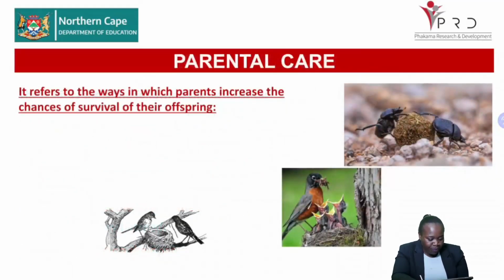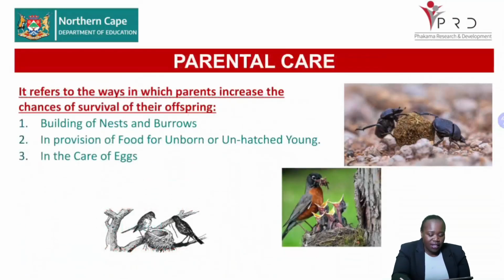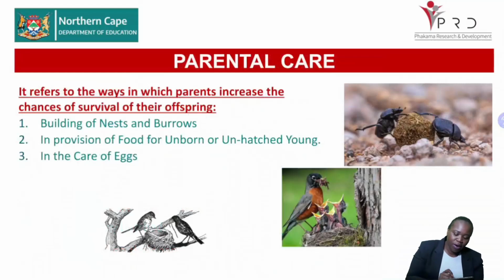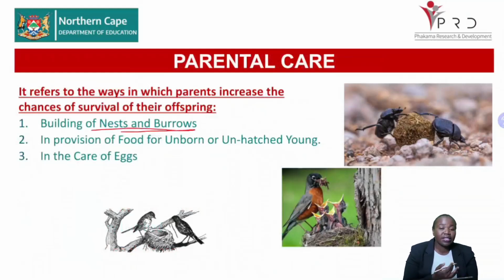And then with parental care, we're going to be looking at different ways in which parents can care for their young, right? They can care for them by building nests and burrows, meaning a shelter for their developing young to make sure that they develop in a safe environment from predators. In provision for food, they can provide food for their unborn young or the young that have hatched already, right? So they can provide food in that manner, right? And then they can take care of the eggs. As the eggs are developing, they take care of these eggs.